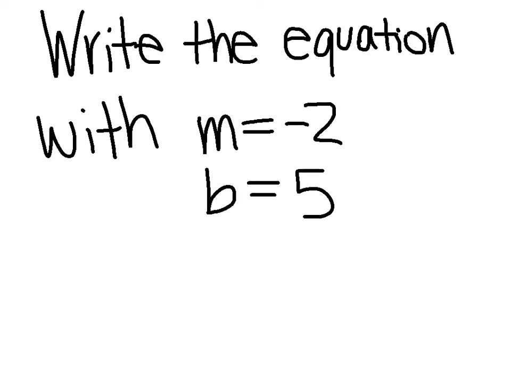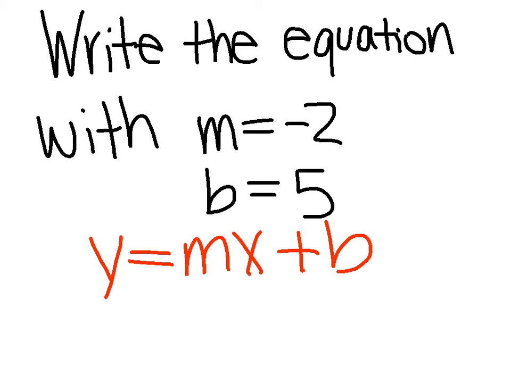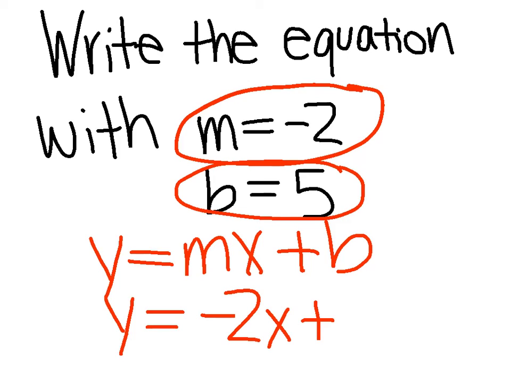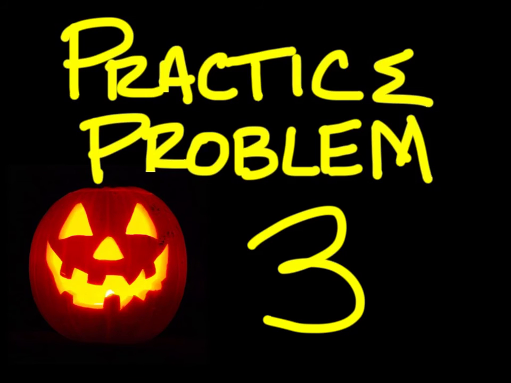Further, what we're plugging into is the y equals mx plus b form. So to do this, we plug in our m, which is our slope. So we have y is equal to negative 2x plus our b, and our b is 5. So your equation should be y equals negative 2x plus 5.